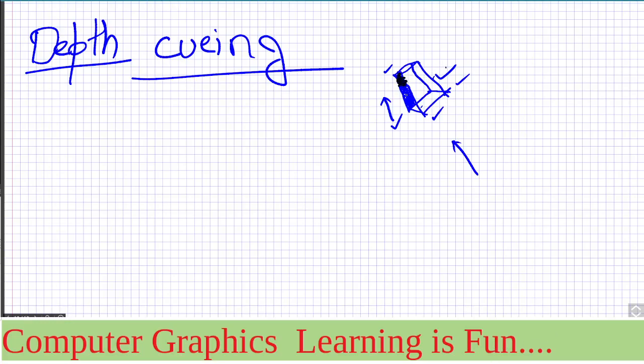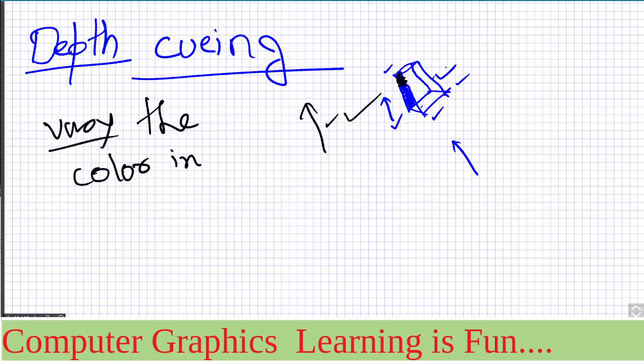Now it is black, let it be. So what I am trying to say is, according to the depth, if in the same object you are able to vary the color intensity, then you can represent the depth. You can give a sense of the depth. As the distance increases, the intensity is changing. So this is a way.